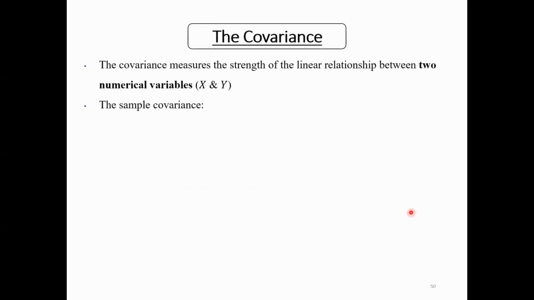And then you have something called the covariance. The covariance measures the strength of the linear relationship between two numerical variables. Up to now, we've been talking about only one variable or one data set. So if you have two data sets and you want to measure the strength of the linear relationship between the two data sets, we calculate the covariance.